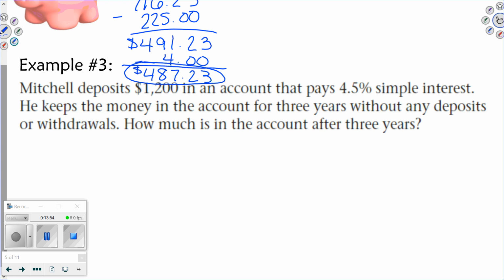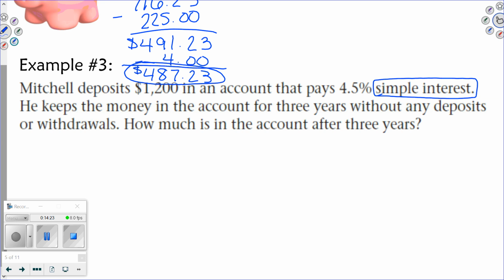All right. Example 3. Mitchell deposits $1,200 in an account that pays 4.5% simple interest. He keeps the money in the account for 3 years without any deposits or withdrawals. How much is in the account after 3 years? Now, this is the thing that drives me the most crazy with students. Do you see these words right here? So later on, you're going to have 6 formulas that all have different names. This is the most obvious one to know which one it is.